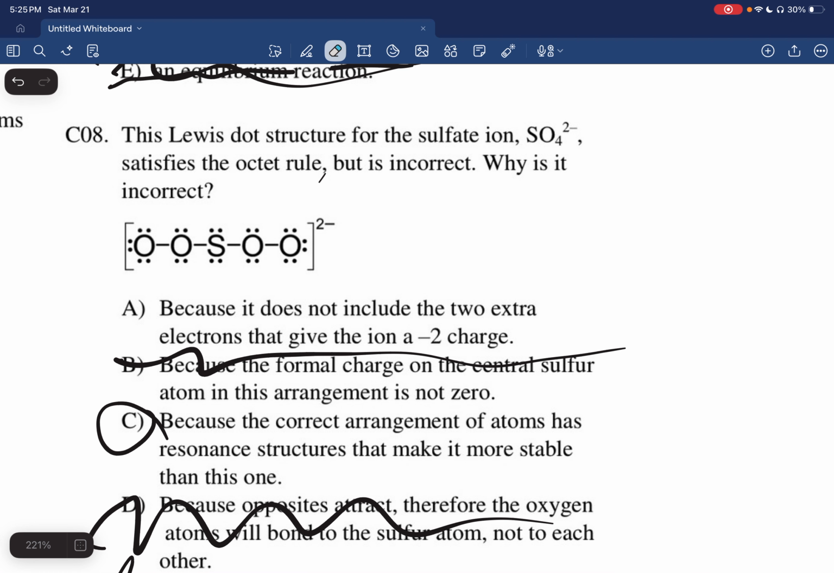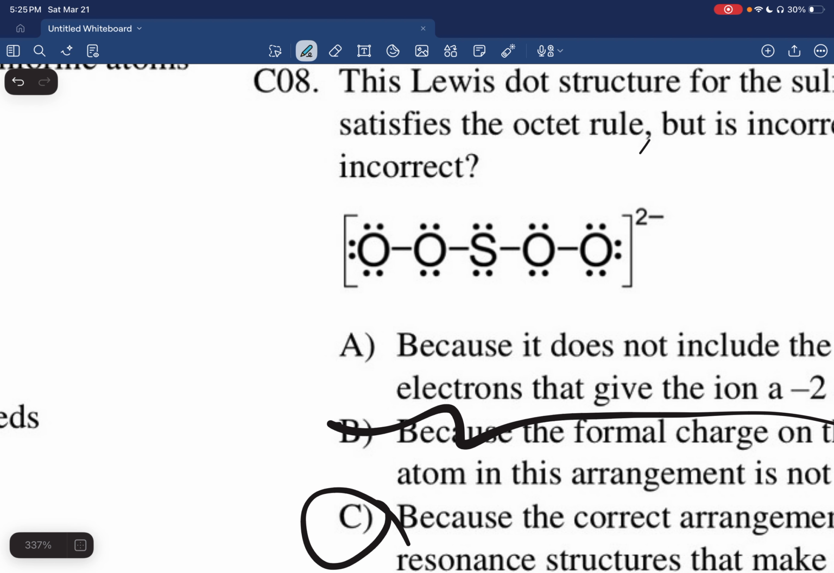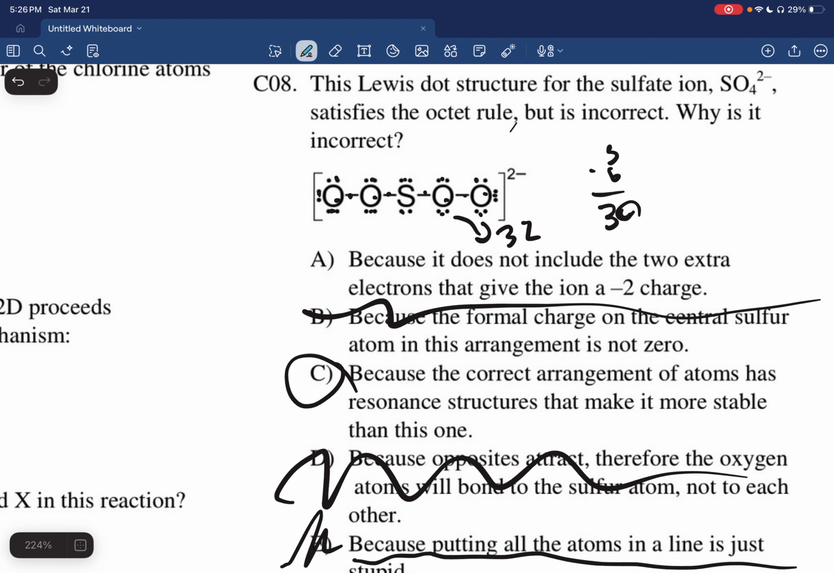Let's see. We just found that sulfur has 6 electrons and oxygen also does. So if we have 1, 2, 3, 4 oxygens and 1 sulfur, that means we should have 5 times 6, and we should have 30 electrons here. So let's count. 2, 4, 6, 8, 10, 12, 14, 16, 18, 20, 22, 24, 26, 28, 30, 32. So our structure actually does have the extra 2 electrons that give the ion a negative 2 charge.